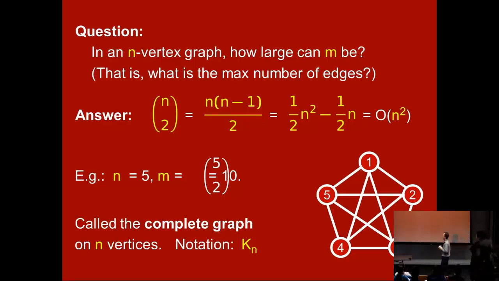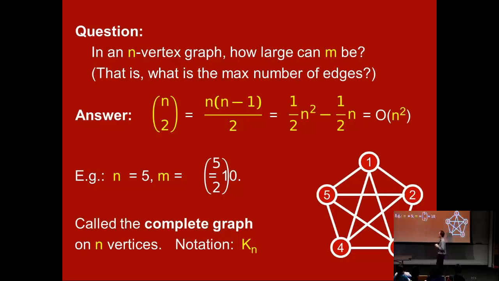Which is a half n squared minus a half times n. So if you're being a little bit sloppy, you could say that's big O of n squared. And that's a good thing to remember. The number of edges is at most quadratic in the number of vertices. It's even smaller than n squared, actually, but it's O of n squared.